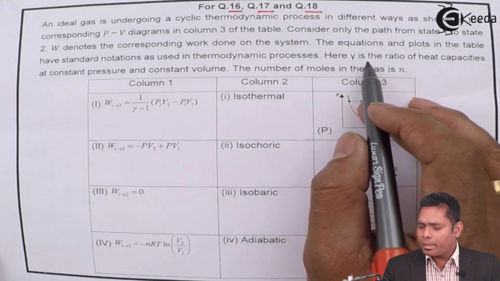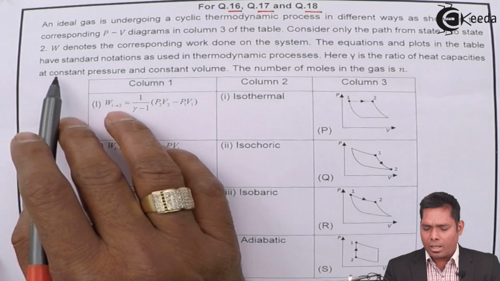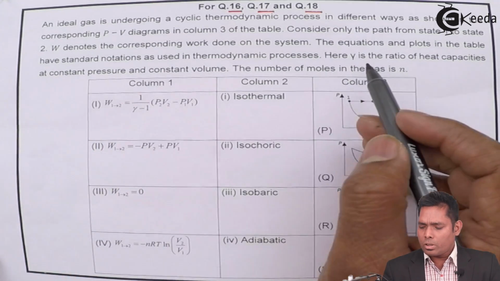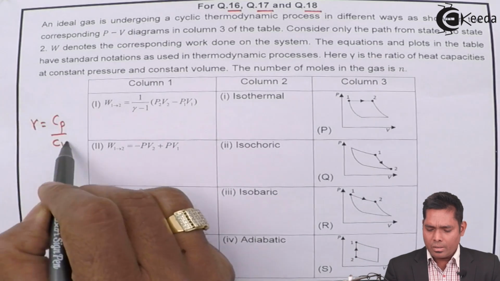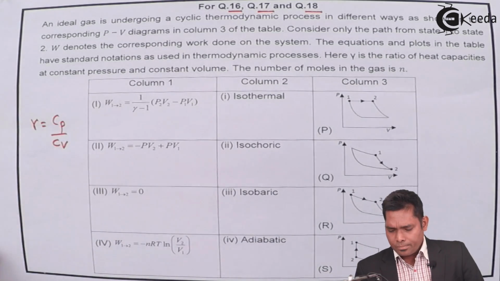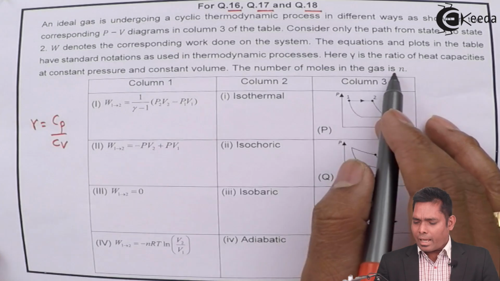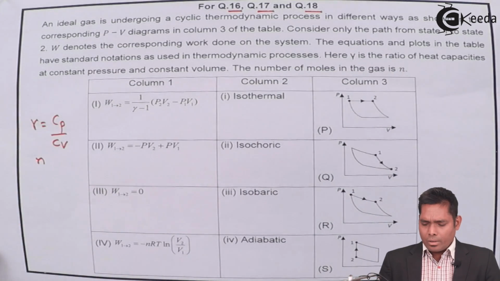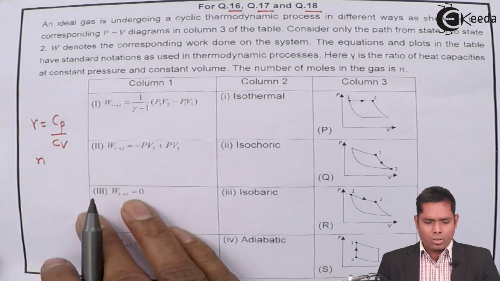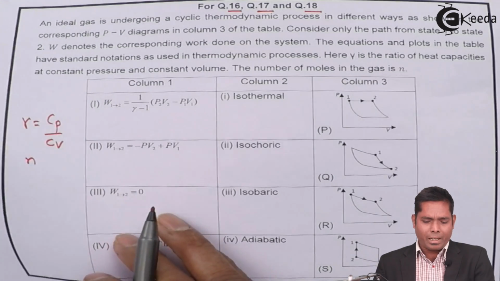Here gamma is the ratio of specific heat capacities at constant pressure and constant volume. So this gamma is Cp over Cv. It is called the adiabatic constant. Now the number of moles in the gas is n. So n moles of ideal gas have been taken. Now first we will see question number 16 for this paragraph.